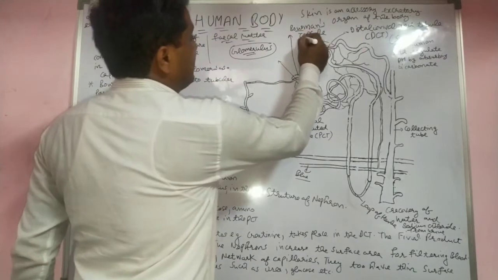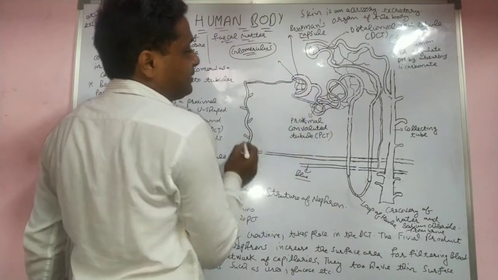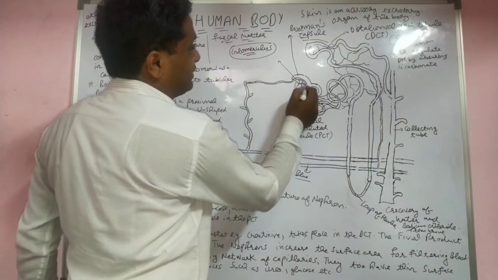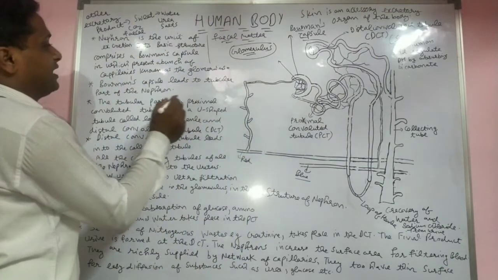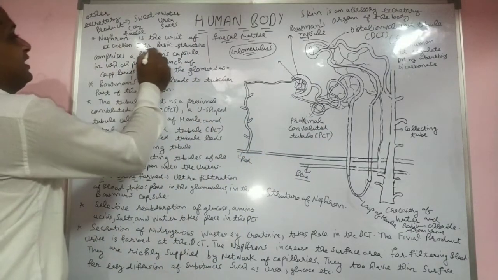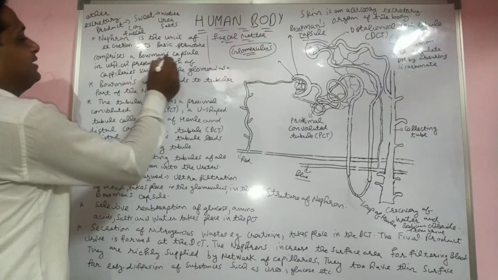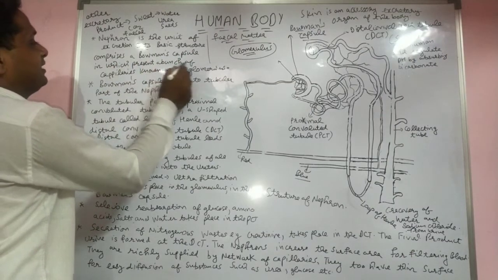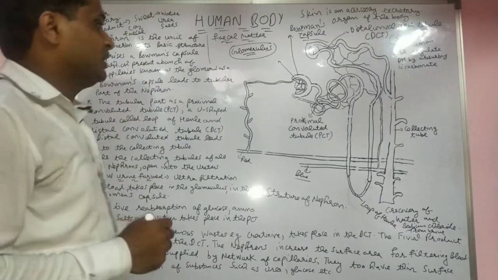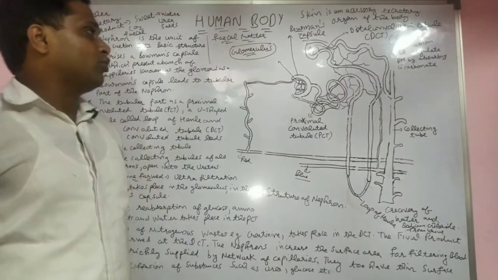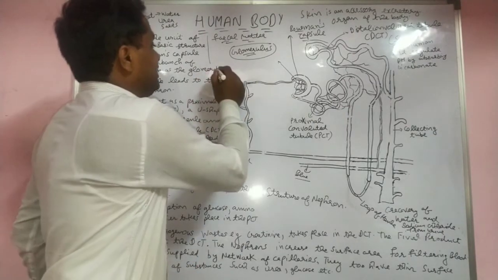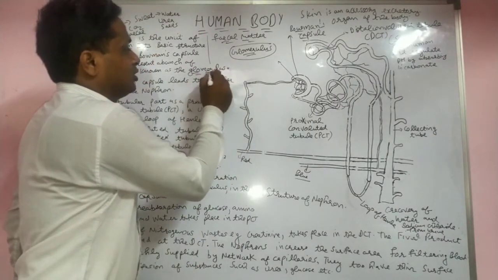This part is a Bowman capsule. It is a small cup-shaped part. Here, a bunch of capillaries are there. It is a basic structure comprising the Bowman's capsule, in which a bunch of capillaries is present. That is called the glomerulus.